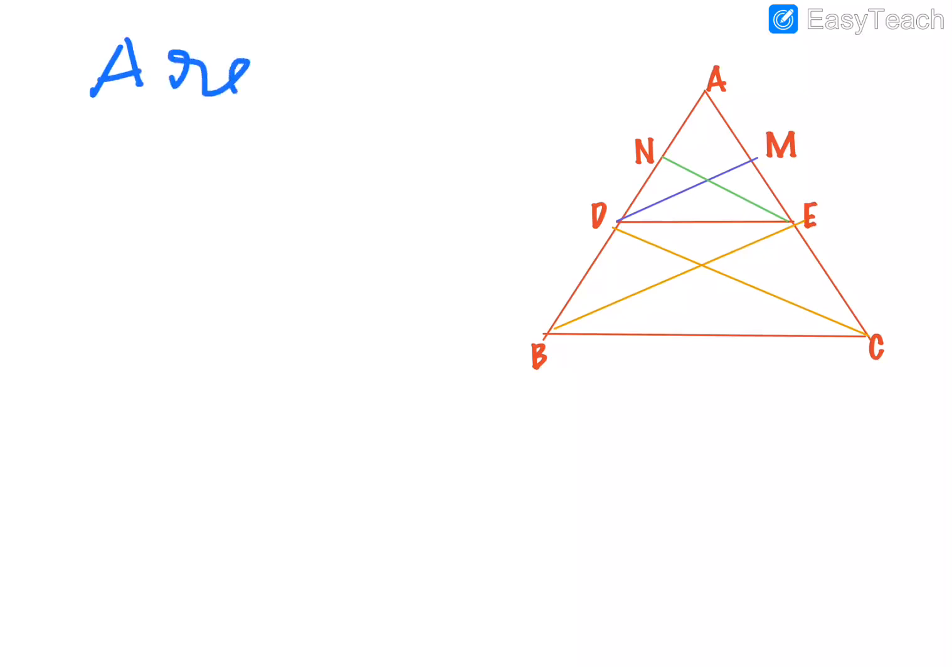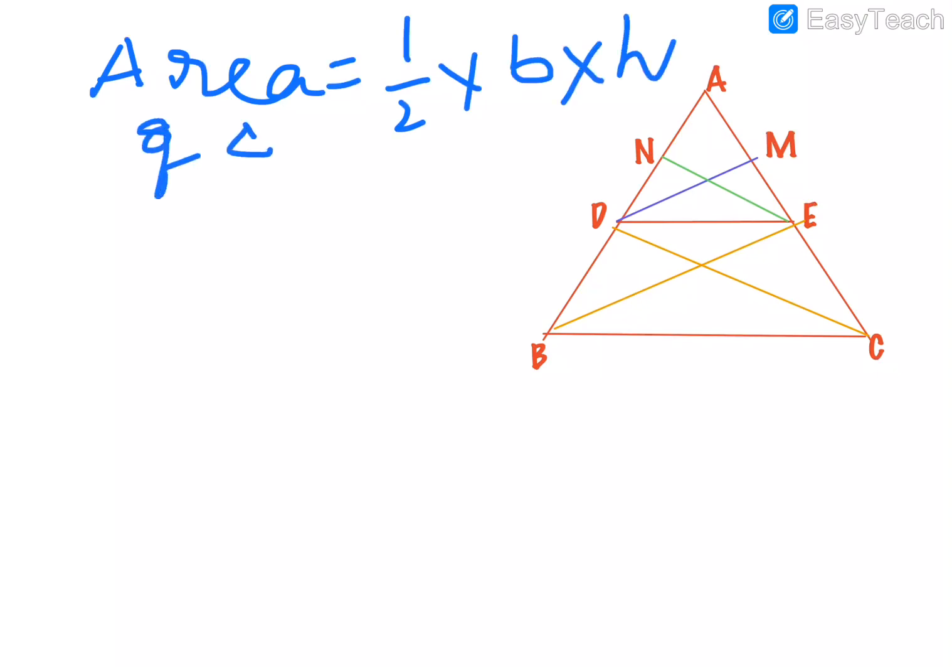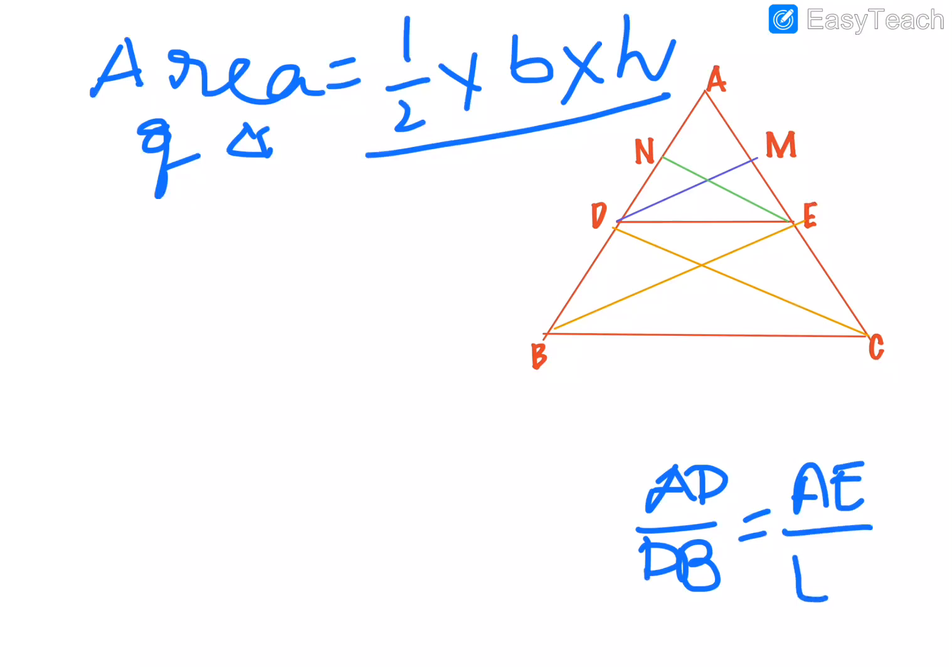What is the formula for area? Area is equal to half into base into height. Area of triangle is equal to half into base into height. This is the formula we are going to use. So now our requirement is, we need to prove AD by DB is equal to AE by EC.